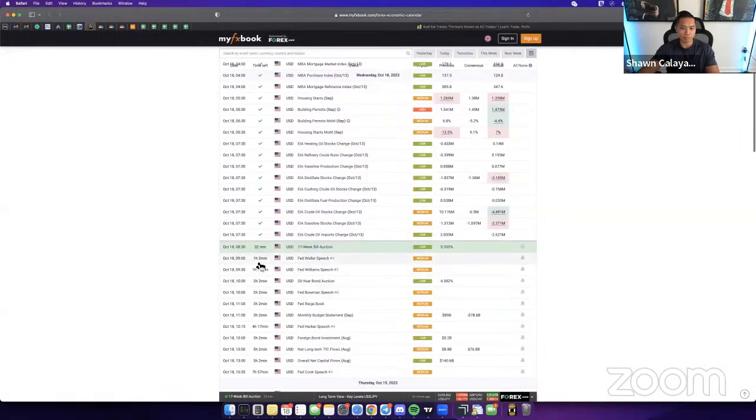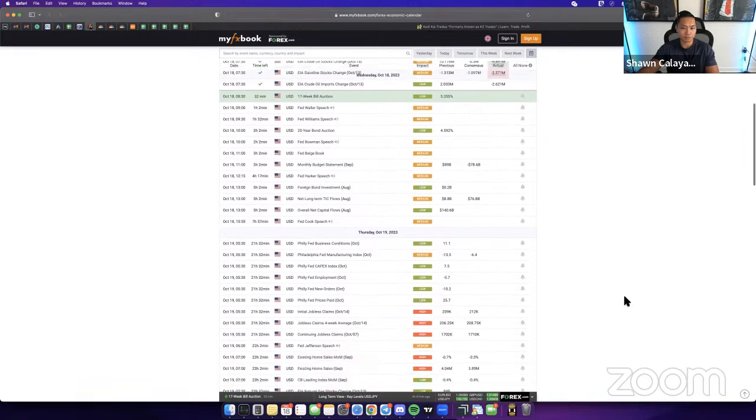The Fed's going to speak right now at 9 o'clock. In about an hour, Fed Waller is going to speak. Right after that, Fed Williams is going to speak. Right after that, Fed Bowman's going to speak. After that, Fed Harker is going to speak. There's a Fed speaking pretty much every hour. So I would probably just not trade for the rest of the session if you don't need to, and then just come back tomorrow fresh.